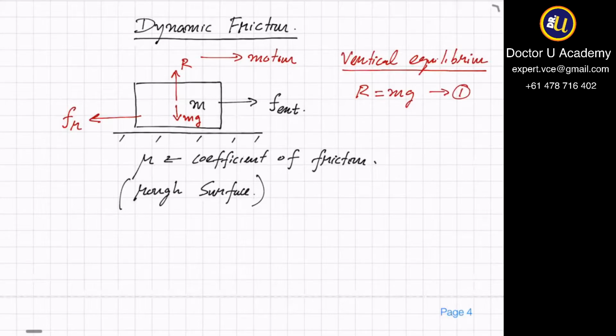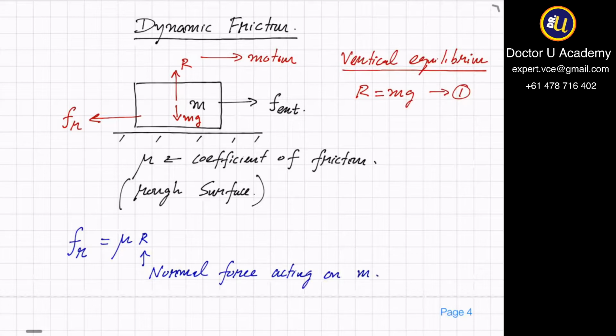Now we will understand the definition of the friction force Fr. The definition of Fr would be mu times R. This R would be the normal force acting on M, and mu is the coefficient of friction. Now you know R would be mg, so you can replace R by mg. So it's mu mg. That is the friction force.